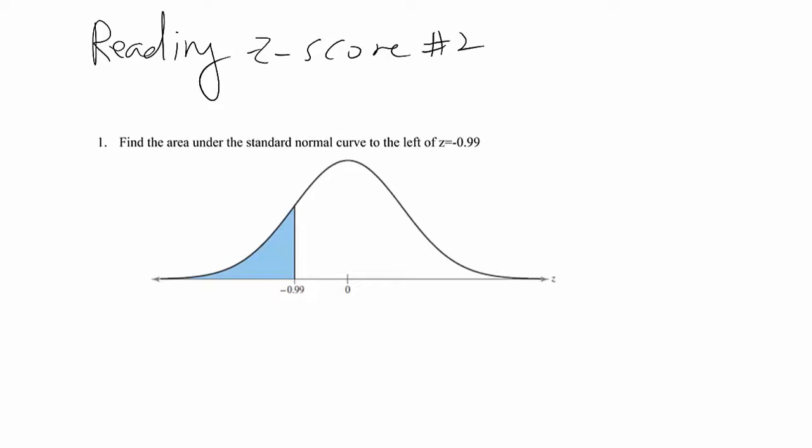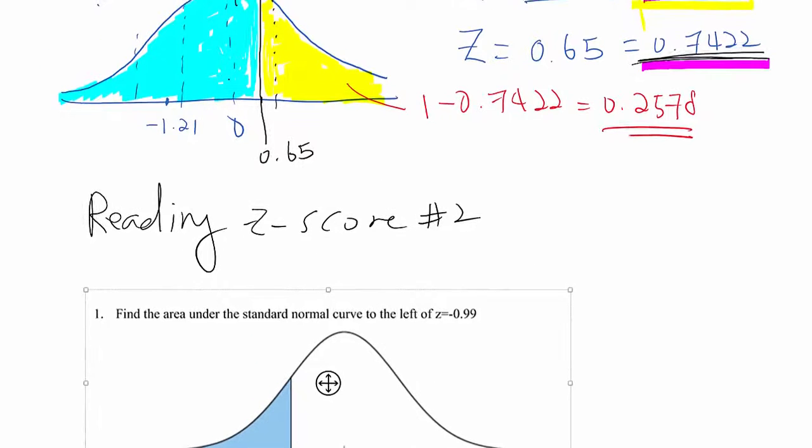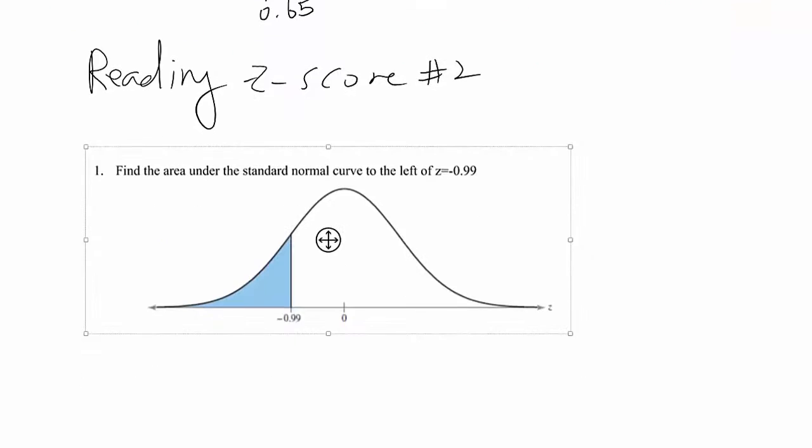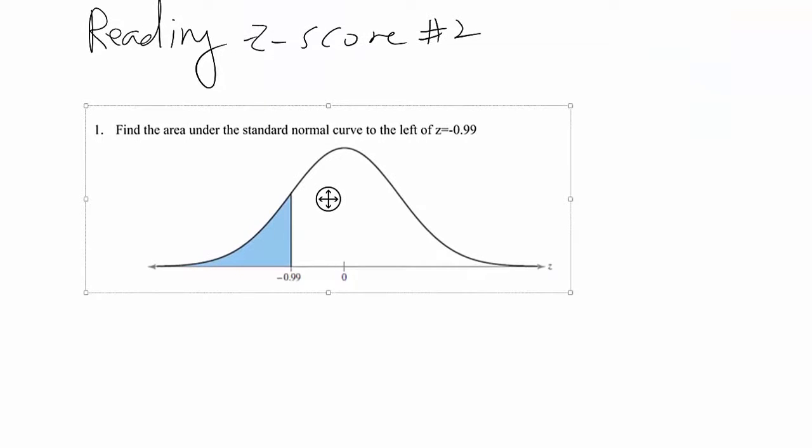Okay, then let's think about reading the z-score in a little more detail. If you look at our lesson note, page 41, you will see this question. Find the area under the standard normal curve to the left of z equal to negative 0.99. As I told you, the z-score actually shows the left side area here. So now you just read the z-score of this one, then you can find the value.